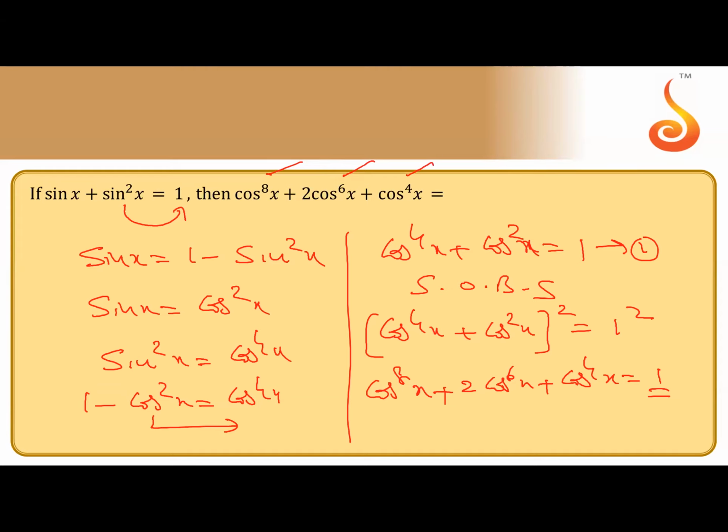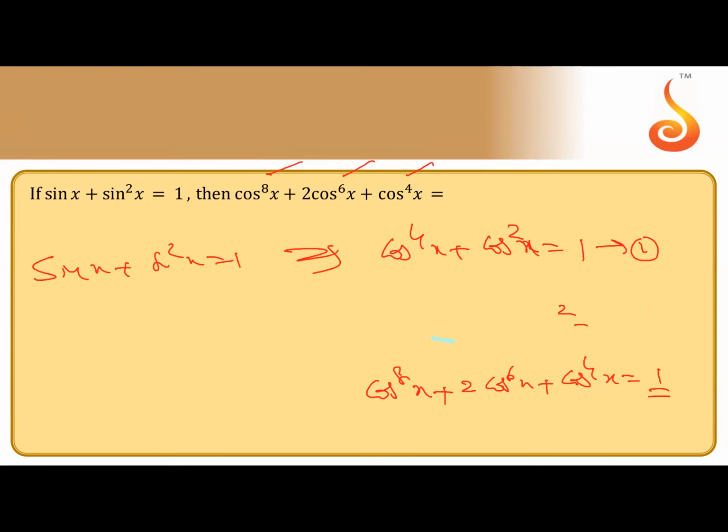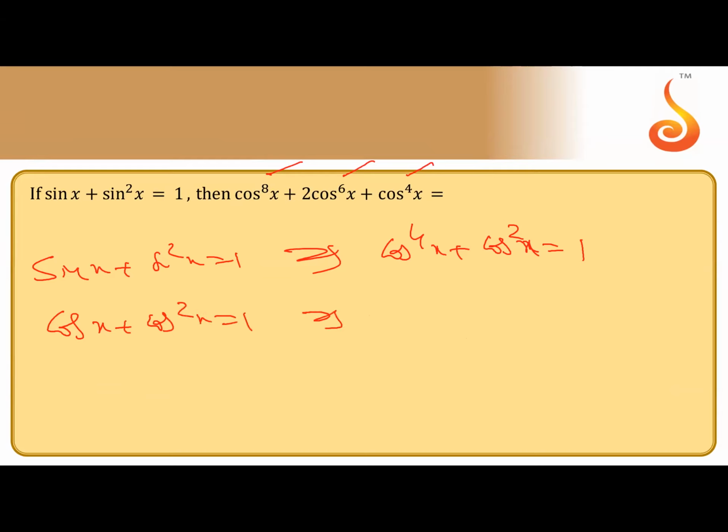I will give a note for this one. Take one note. This is our standard question. Sin x plus sin square x equal to 1 is a property: cos power 4 plus cos square x equal to 1. And the same thing, if cos x plus cos square x is 1, then sin power 4x plus sin square x is also 1.